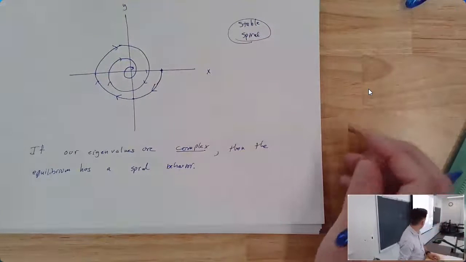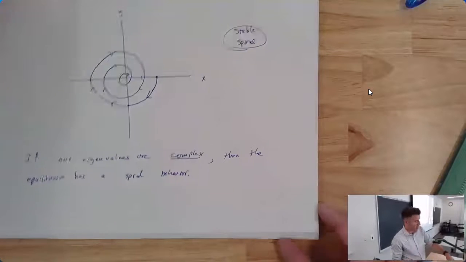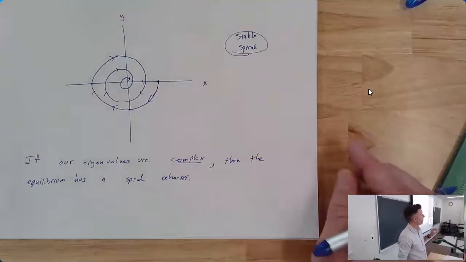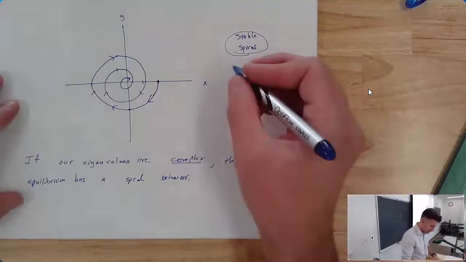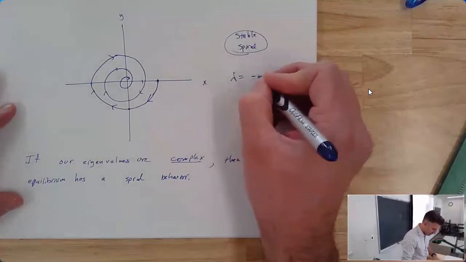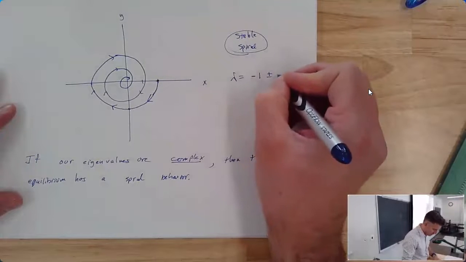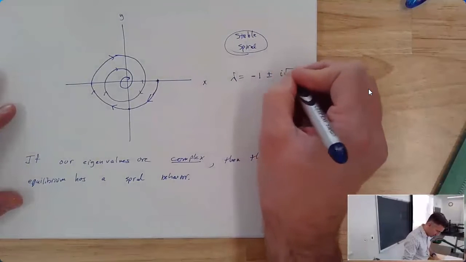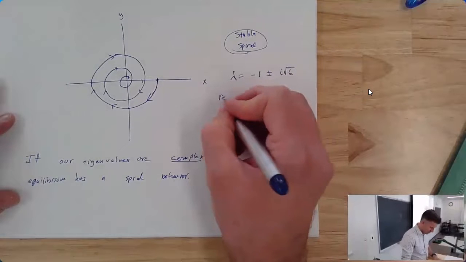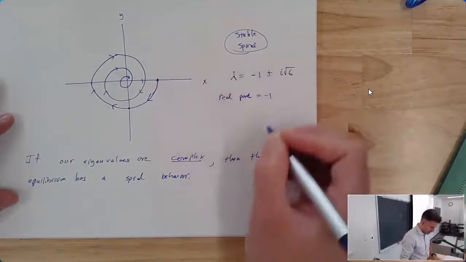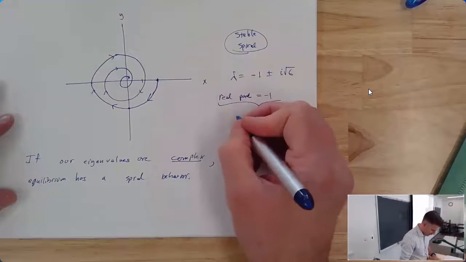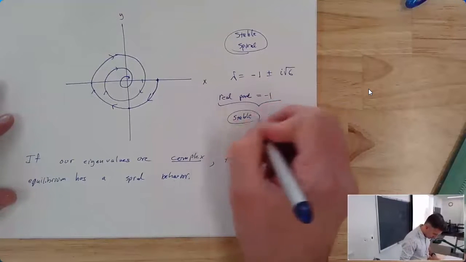Now, what I point out is that even though the eigenvalues themselves aren't negative, the real parts of these complex eigenvalues are negative. The eigenvalues, once again, were -1 plus or minus i times the square root of 6. And the real part being negative is what tells us that we have a stable spiral.